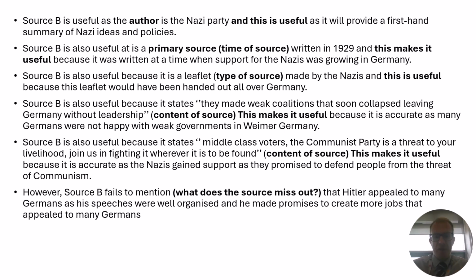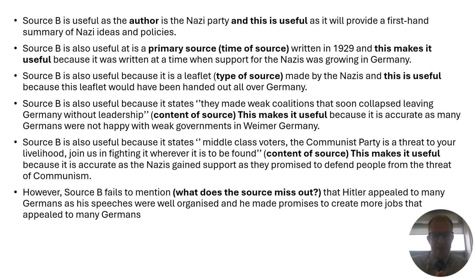Also, the next one, the Communist Party were a threat to Weimar Germany. This is useful because the Nazis gained support because they promised to tackle the threat of the communists. The final bit, you can add an example. What does the source miss out about the rise of the Nazis? It doesn't talk about the fact that Hitler's speeches were very important. He was charismatic. He made promises, more jobs, reduced unemployment, and many Germans supported him.